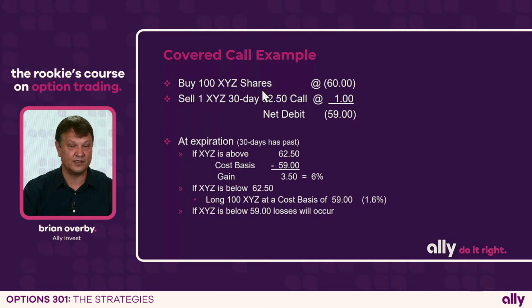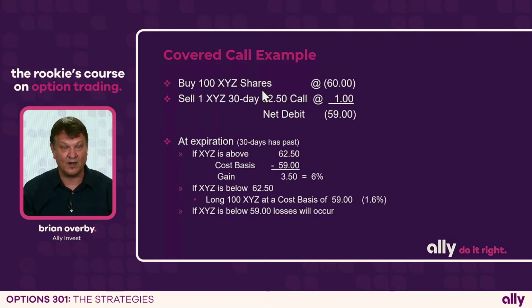We buy 100 shares of XYZ. We might have XYZ in our account. And I look at this at year end. I find a stock that I want to sell before the year end. Maybe I have a loss in it. I want to create that loss for tax purposes. We don't talk about taxes on this rookie's course though.